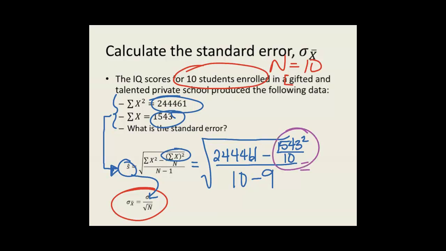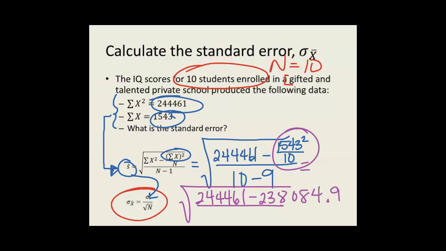So I'm going to do the term on the numerator first, that has the square in it. So I'm going to take 1543 and square it. And then dividing by 10, I just need to move that decimal place a little bit. So here's what it's going to look like. I'm going to have 244,461 minus 238,084.9, because dividing by 10 moved my decimal place. And then, of course, n minus 1, whoops, I don't know why I wrote 9 there. Oh, I know why. My brain got ahead of my pen. 10 minus 1, of course, equals 9.